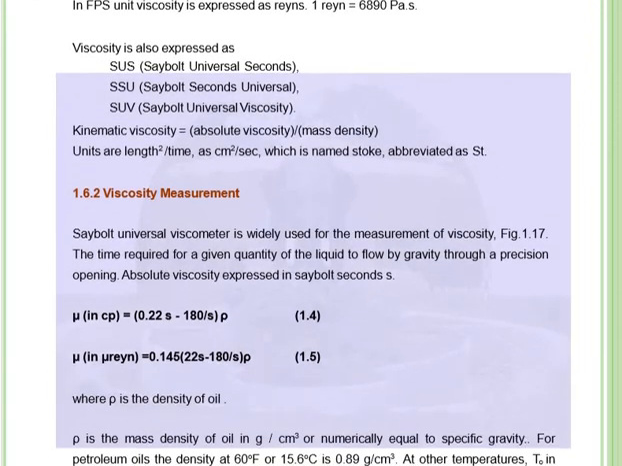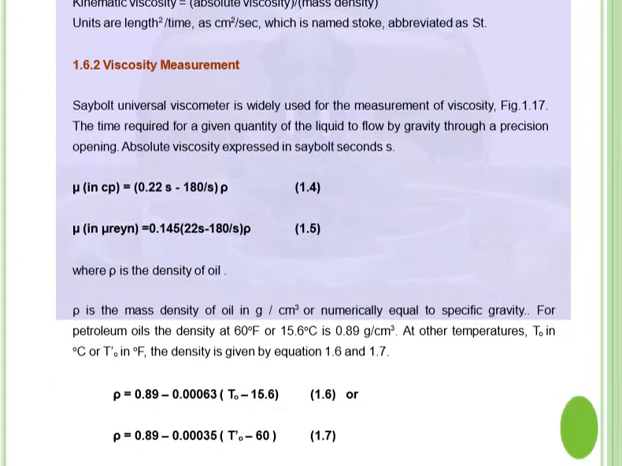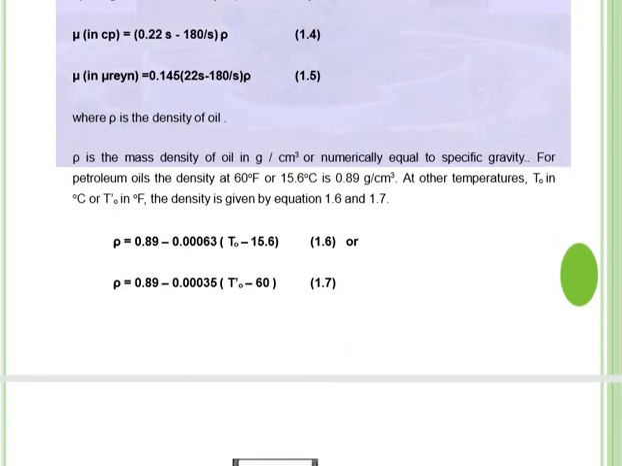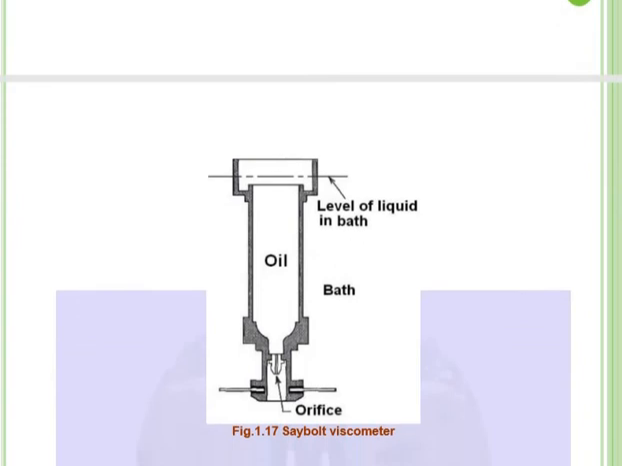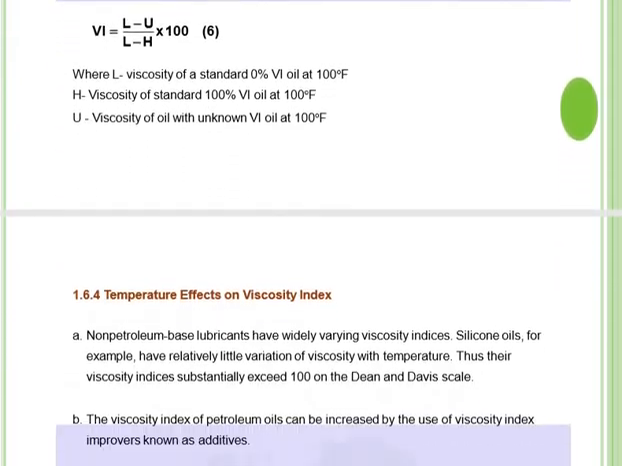Okay, now we will see viscosity measurement. We can measure it with the Saybolt viscometer. Okay, that is, we can calculate rho is equal to 0.89 minus 0.00036 into (T minus 60). Okay, that is all for experimental purposes. We can find it out from the Saybolt viscometer.